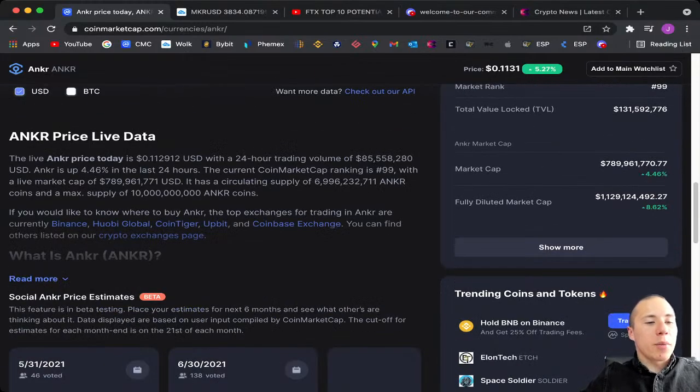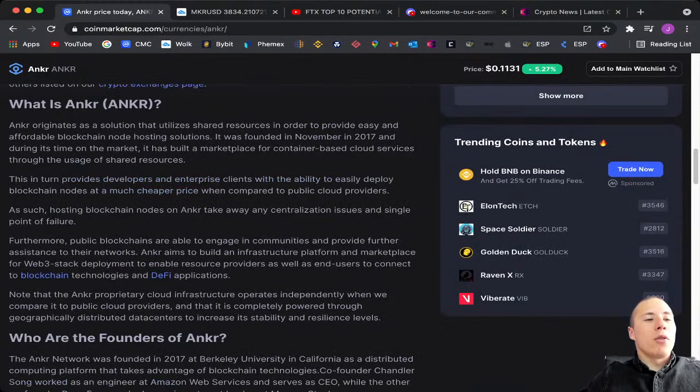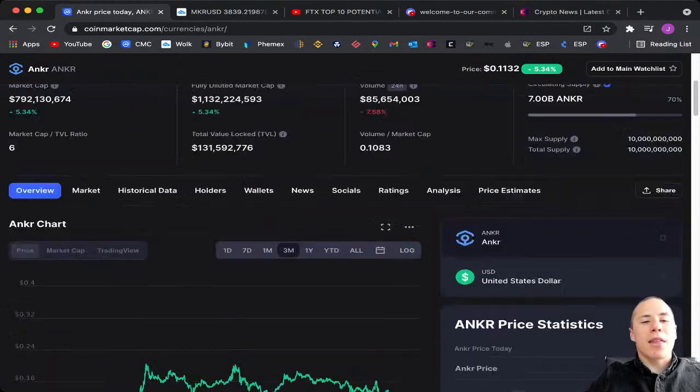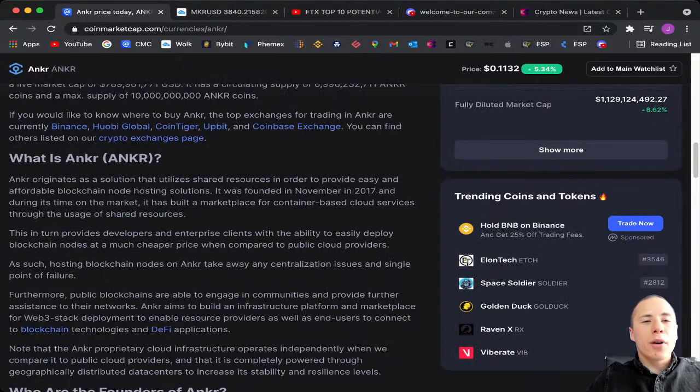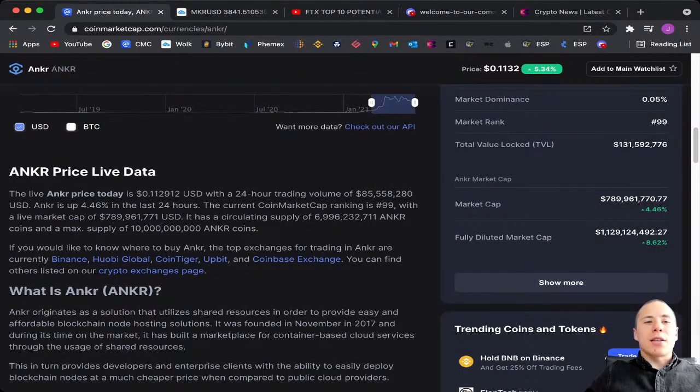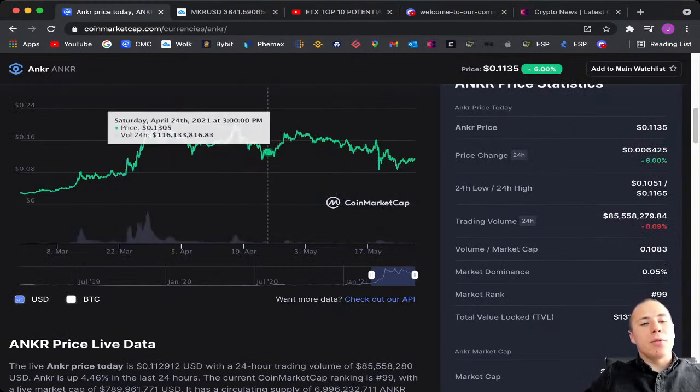So let's take a look, for the people that do not know Anchor. Anchor originates as a solution to utilize shared resources in order to provide easy and affordable blockchain node hosting solutions. It was founded in November 2017, and during this time on the market, it has built a marketplace for container-based cloud services through the usage of shared resources. I think this is really great, especially because it allows for more affordable transactions, and as well, this is just the type of cryptocurrency that you would like to invest in.